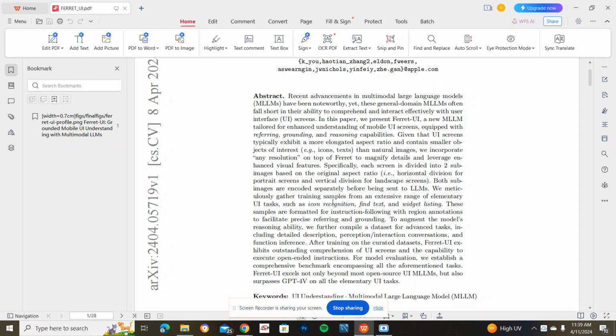We meticulously gather training samples from an extensive range of elementary UI tasks such as icon recognition, find text, and widget listing. These samples are formatted for instruction following with region annotations.